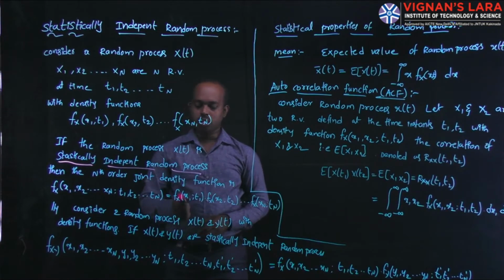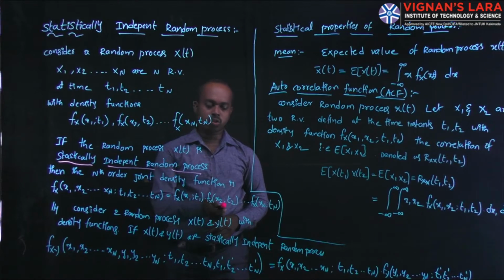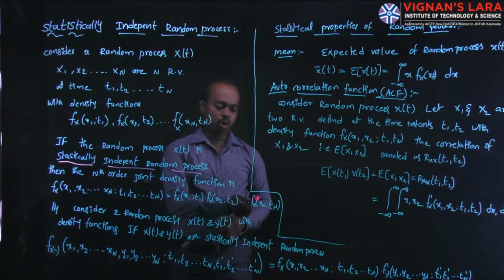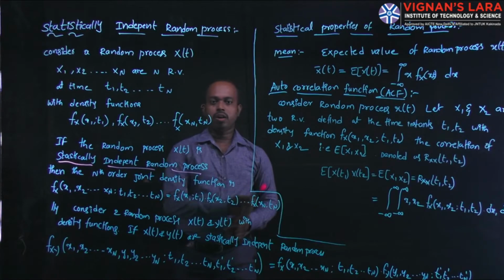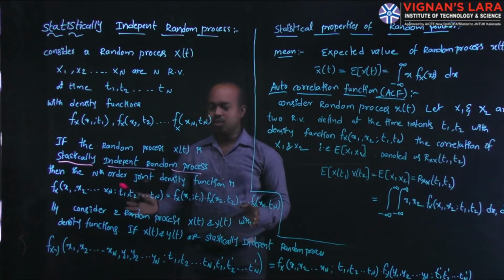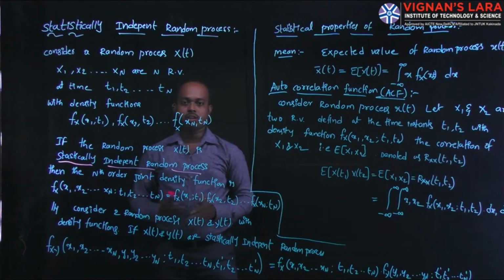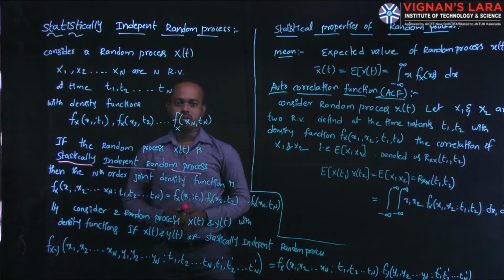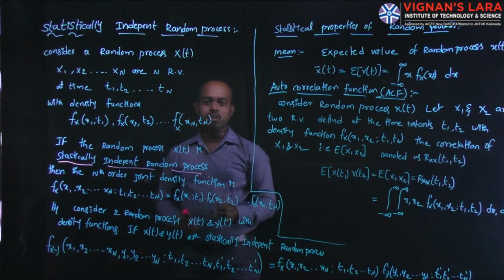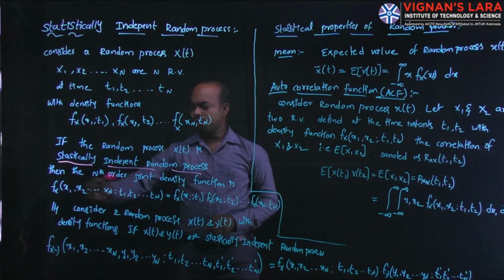Those are small fx of x1 at t1, into small fx of x2 at t2, and so on up to fx of xn at tn. That means the density function at the nth value. This is the representation of a statistically independent random process. After taking this condition, we represent its density function like this.